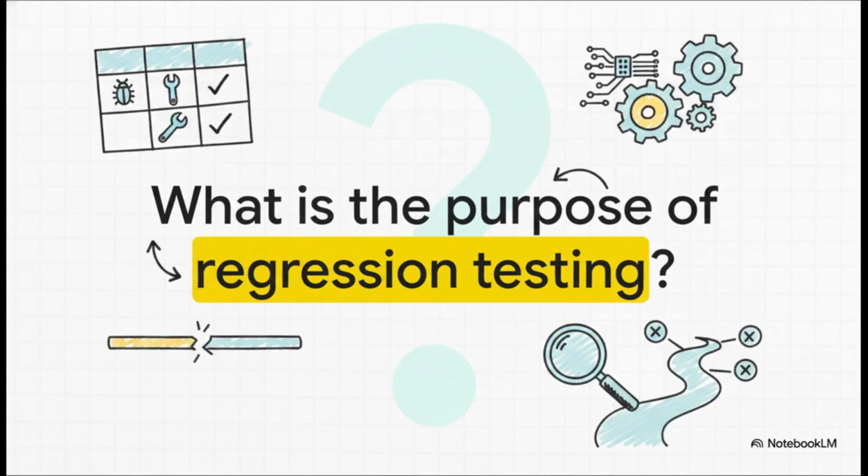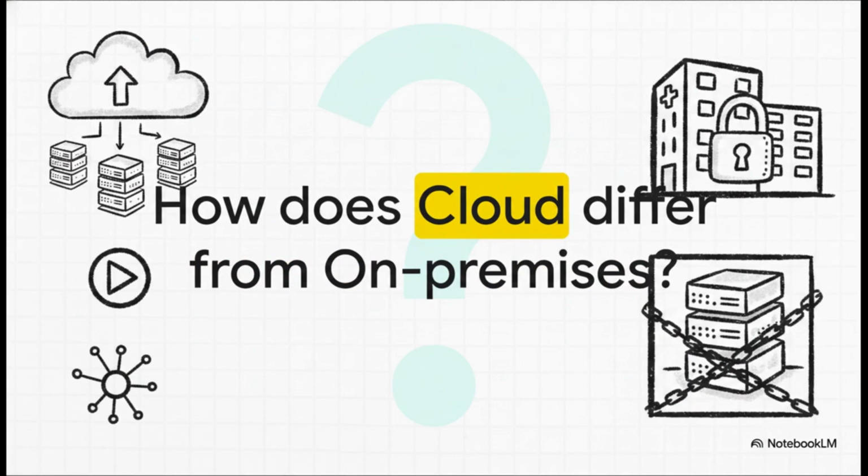And what about the bug lifecycle? What is the crucial step testers perform immediately after developers implement a fix? Right, it's regression testing, making absolutely certain the new code didn't somehow break a completely different, previously working part of the application. We also looked heavily at deployment environments.